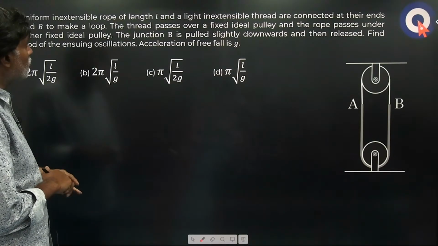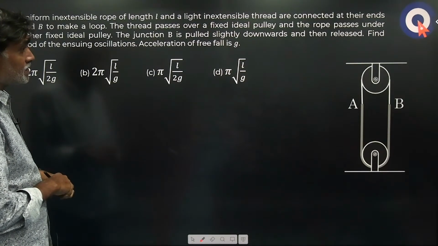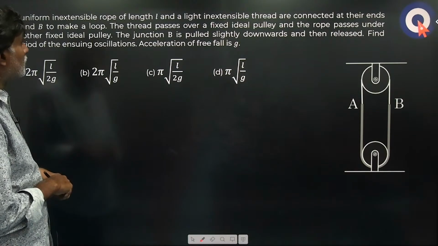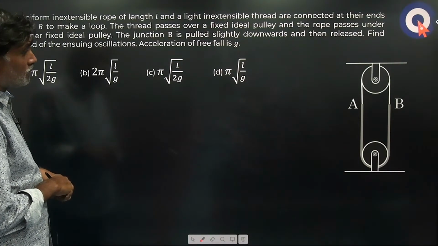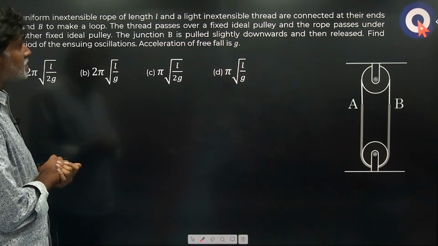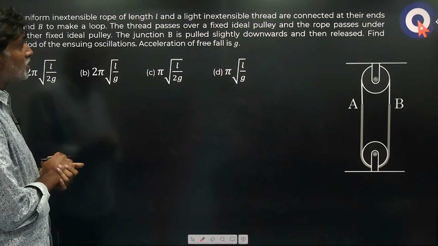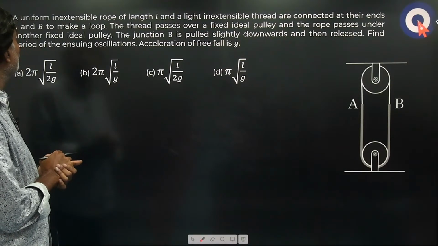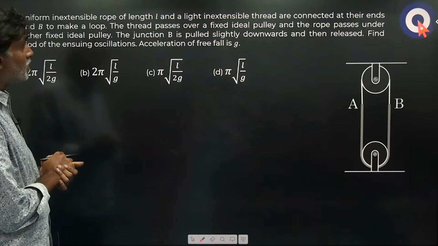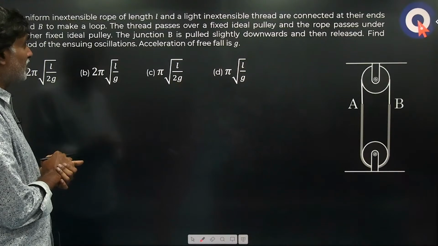A uniform inextensible rope of length L and a light inextensible thread are connected at their ends A and B to make a loop. The thread passes over a fixed ideal pulley and the rope passes under another fixed ideal pulley. The junction B is pulled slightly downwards and then released. Find the period of ensuing oscillations. Acceleration of free fall is g.